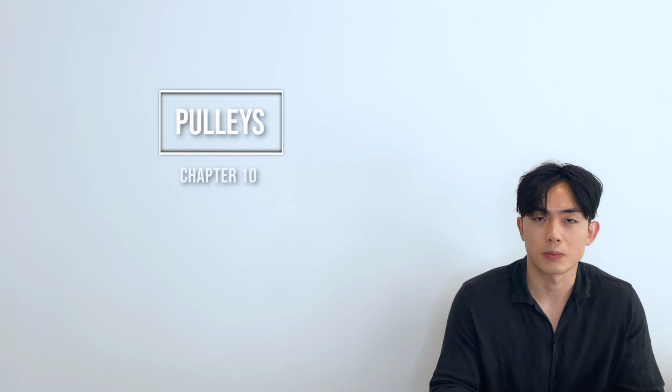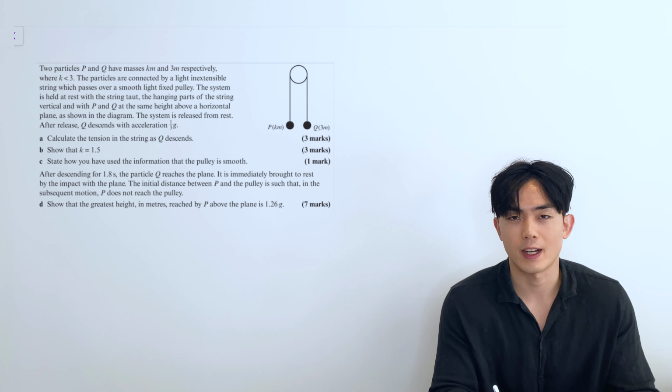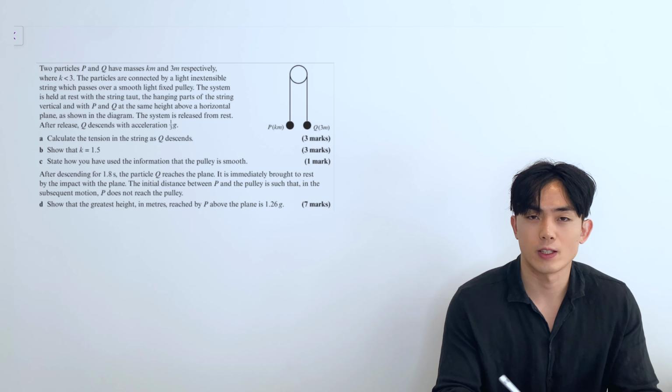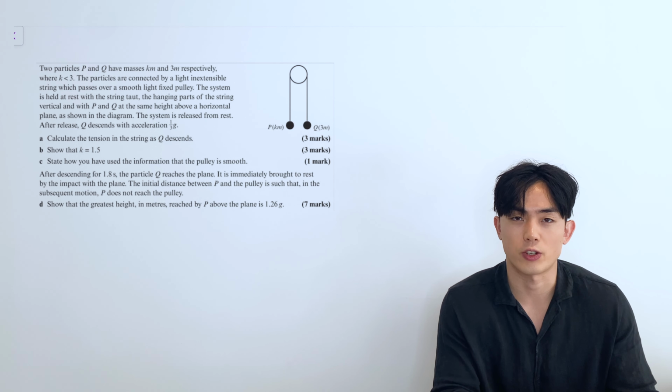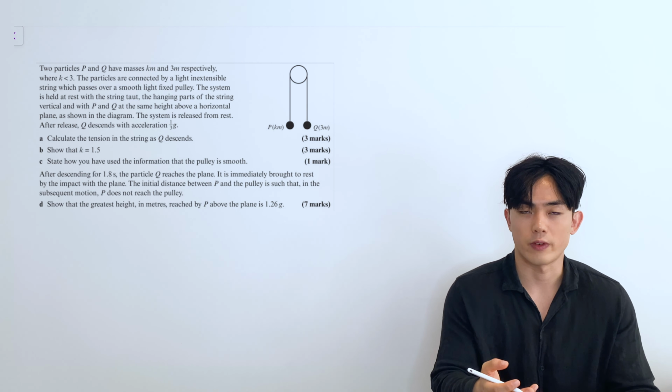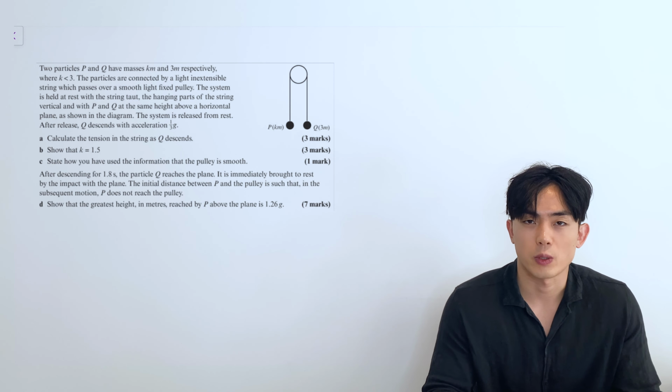Okay, so carrying on from the previous video, we're going to be looking at connected particles, but now these particles are over a pulley. A pulley is one where, I'm sure you've seen it before, when one particle goes down, another particle will move up, right? So they're still connected by a string. The string is still light and inextensible, meaning that the tension and acceleration are the same, but now it's just passing over a pulley.